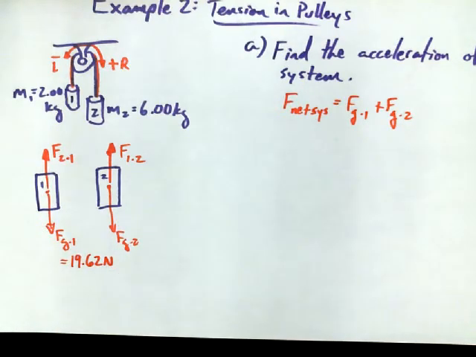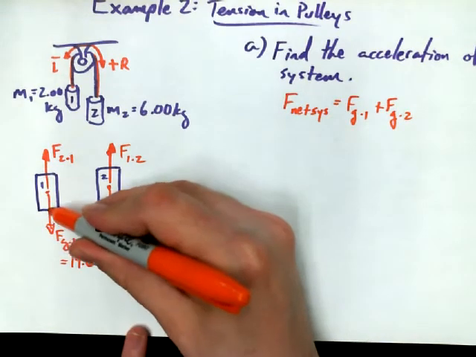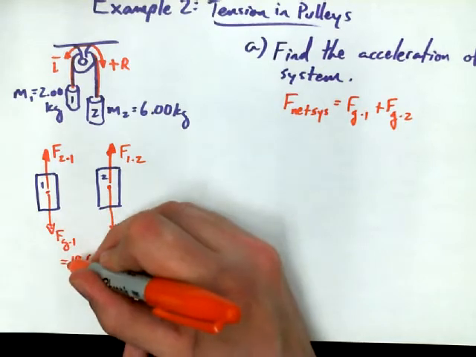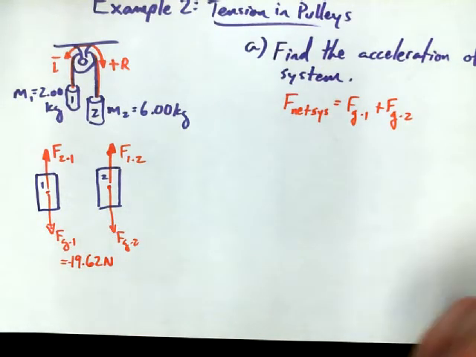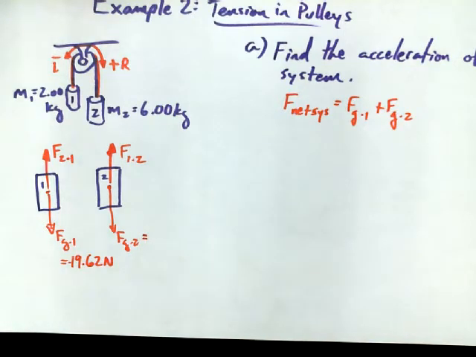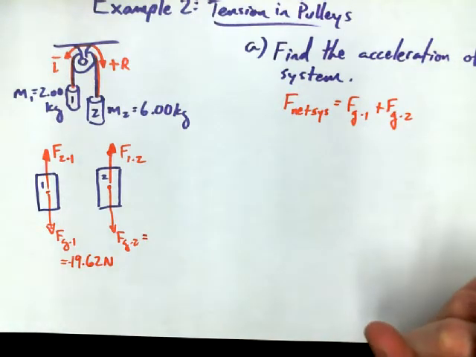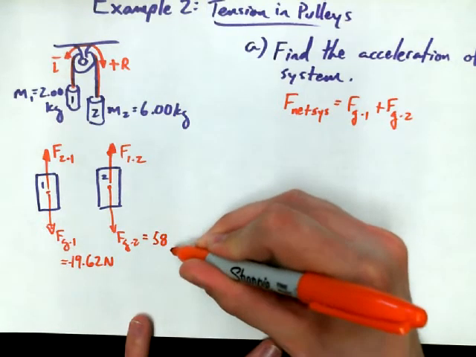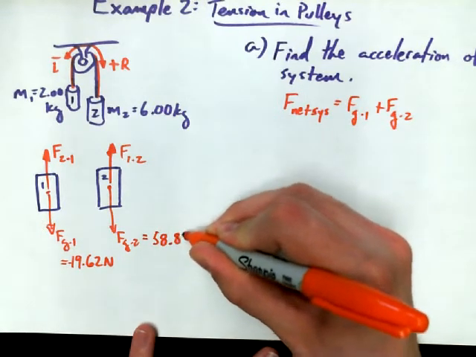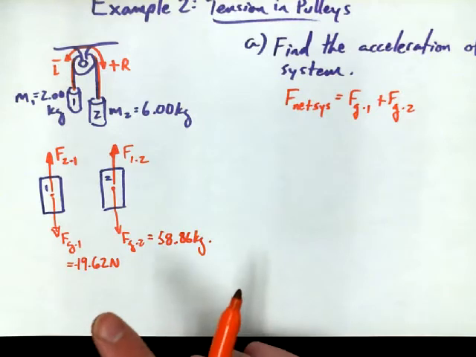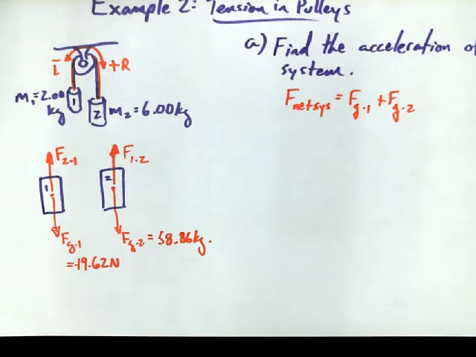19.62 newtons. Now, if you want to make a note of this, is this pulling to the left or is this pulling to the right? Yeah, so that would be a negative value, wouldn't it? This guy over here, mass of 6 kilograms, 9.81 times 6 kilograms. What's that going to be? 58.86. Now, is that going to be positive or negative? Positive, because it's to the right, and we define to the right as being positive.